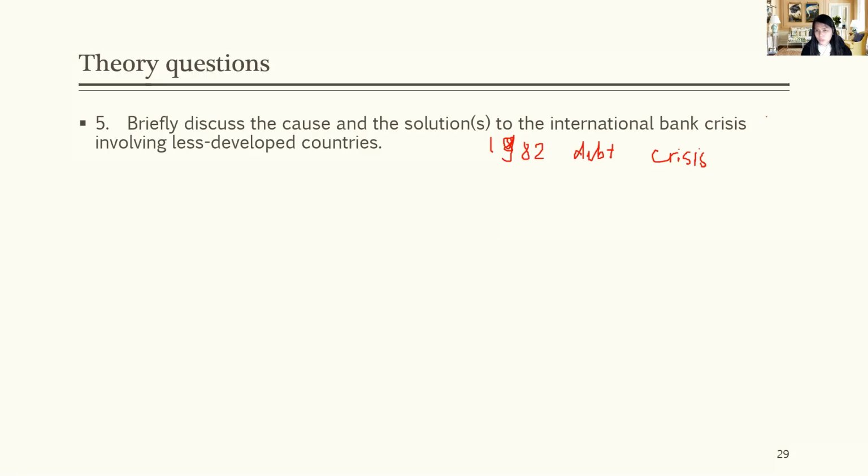So in terms of the solutions, we mentioned before that there were two main solutions that came out of this crisis. The first one was that they entered into a debt restructuring where they swapped debt for equity with the international companies, right? And the second solution was the banks agreed to reduce interest rates on these countries and they extended the maturity so that the countries can have a longer time to pay off their debt. Okay.